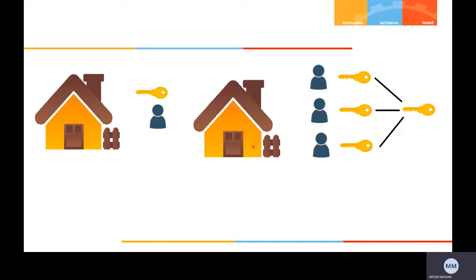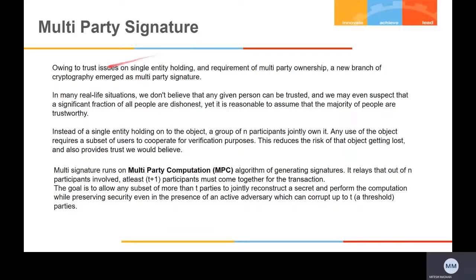To solve this problem, multi-party signatures were introduced. Owing to the trust issues with single entity holding and the requirement of multi-party ownership, a new branch of cryptography emerged as multi-party signature. The multi-party signature relies on the multi-party computation protocol, an algorithm which runs on a group of participants and generates the signature with the cooperation of everyone involved. So whatever entity or object you want to hold, that object is held by a group of n participants. It is a joint ownership, and whenever we need to do some transaction or operation on an object, a subset of users must come together to cooperate for verification purposes.